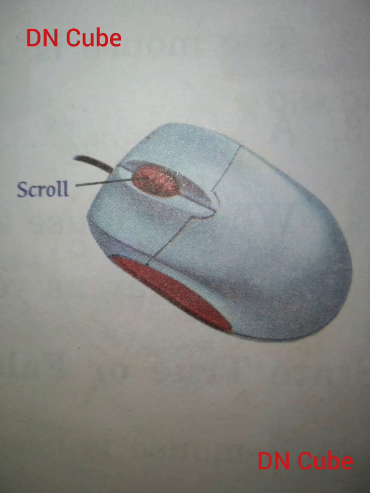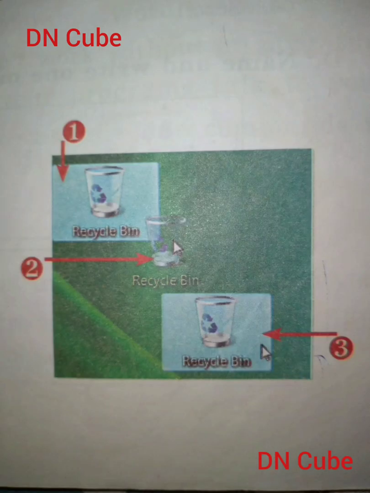Now next is drag and drop. Drag means to move from one place to another, dragging. Okay. We can use the mouse to move an item from one place to another on the screen. This can be done by using some steps. Step 1 is to move the mouse pointer on the object which you want to drag on the screen.